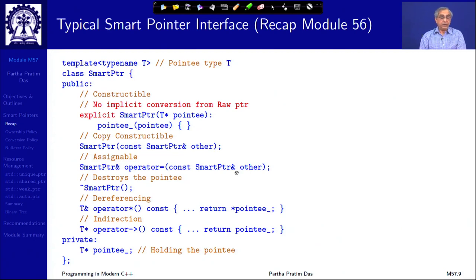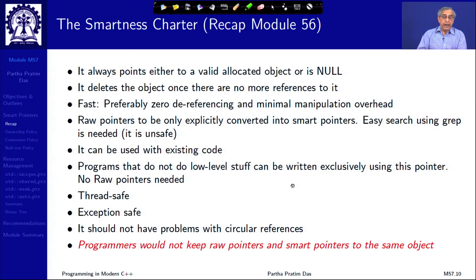So, this is the interface we had seen. The constructor must be explicit, so that you cannot convert raw pointers implicitly. We have a copy constructor and copy assignment operator, but most importantly you have the overloaded unary operator star and the dereferencing and indirection operators. And we looked at the basic charter of the smartness that smart pointers must have, primarily that it will either point to a valid object or it will be null.